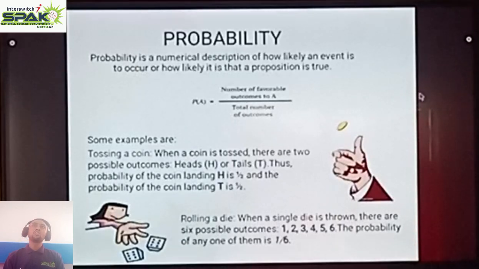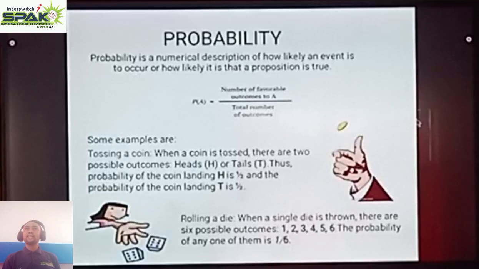So to find probability, probability is just the chance. It's just what is not certain. To find the probability of an event, we have the number of favorable outcomes over the total number of outcomes. So that is the probability. Now, some examples of probability are, 1, tossing of a coin. When you toss a coin, you have 2 possible outcomes, head or tail. The probability of getting head is 1/2, and the probability of getting tail is also 1/2. That is for tossing a coin.